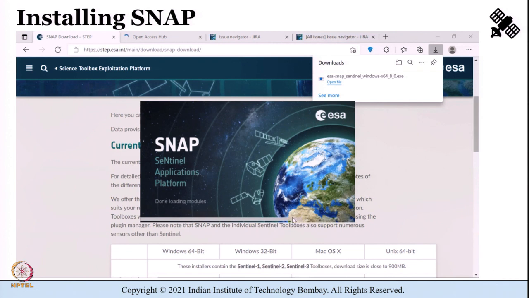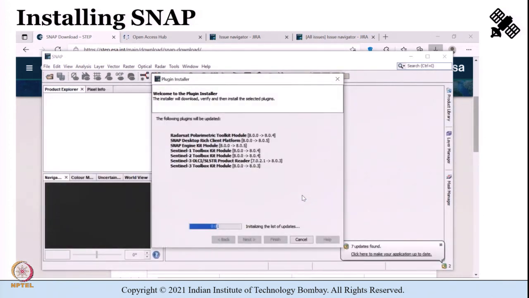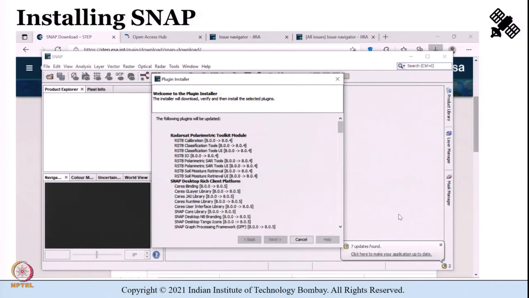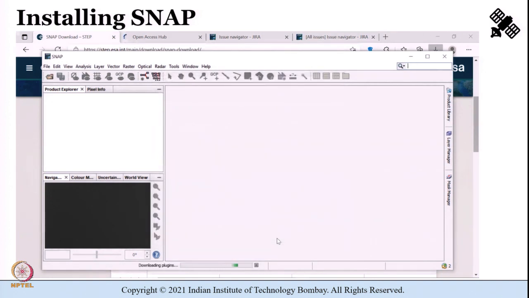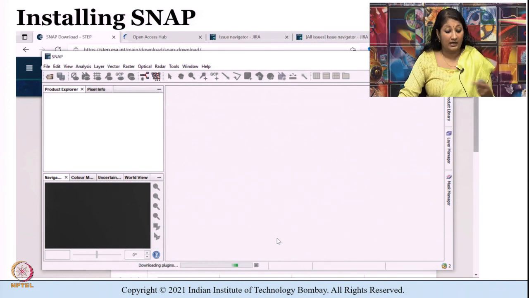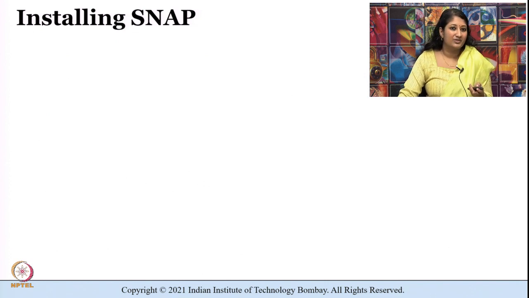If there are any updates required for SNAP, they shall be completed now. So I am going to press yes because I want to check for updates now. Okay, the following plugins will be updated. You follow the steps: license agreement, yes, update, and the plugins start downloading. Now that we have the SNAP installation completed, and while the plugins are getting downloaded, let us find out how to download the synthetic aperture radar C-band imagery.